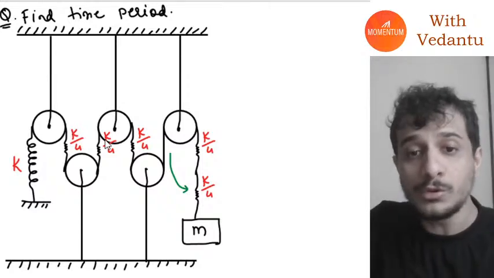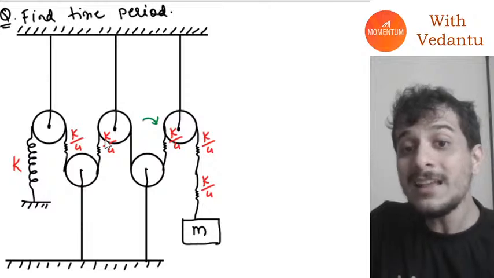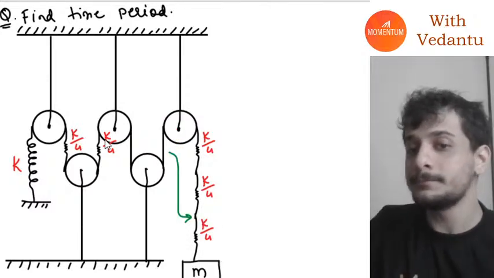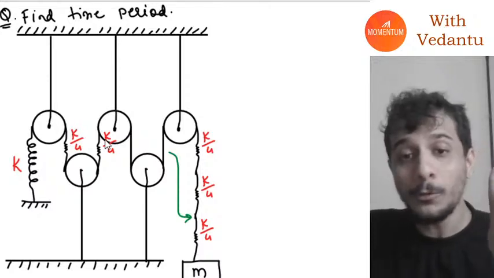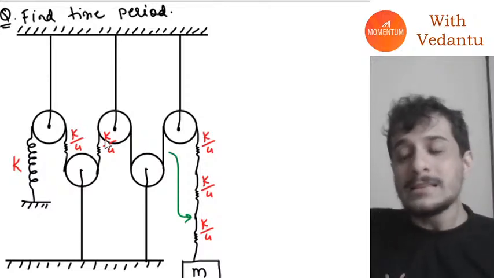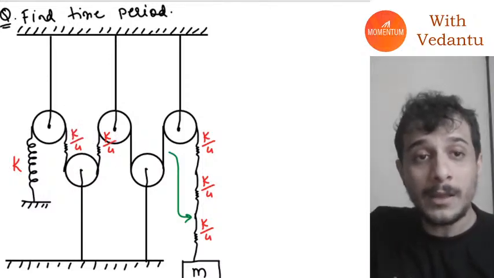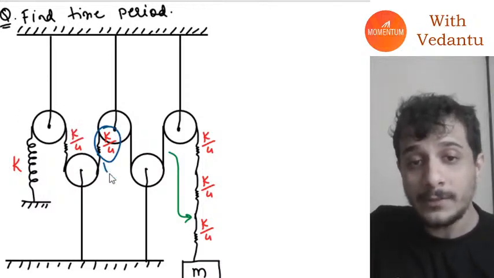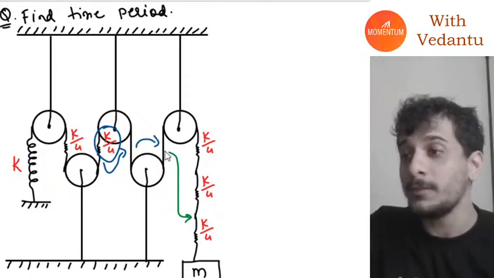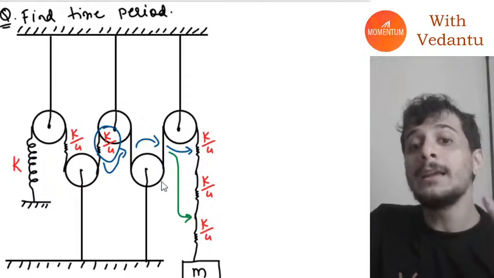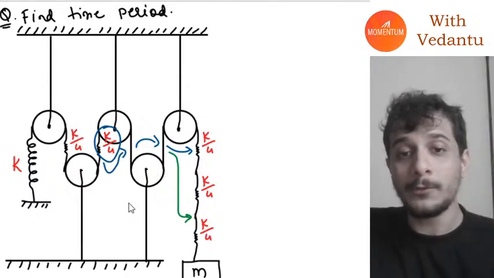How do we do it in two steps? First, I will shift it from here to here, and then I will shift it to here. Very simple. I hope you guys can see. Similarly, I can shift all the springs. The next spring, I will shift from here to here, k by 4 remains k by 4. Then from here to here, k by 4 remains k by 4. Then from here to here, k by 4 still remains k by 4.